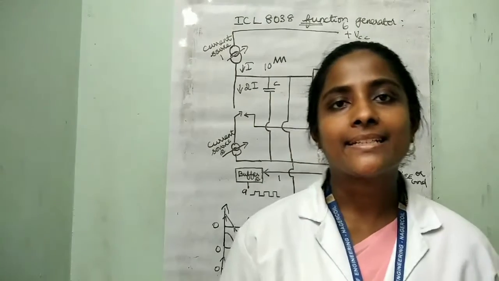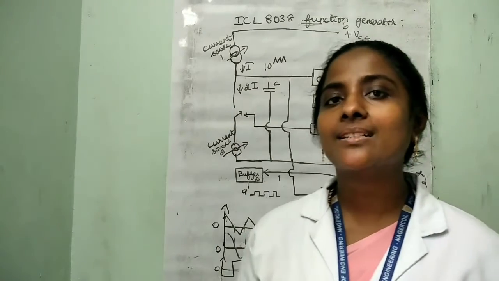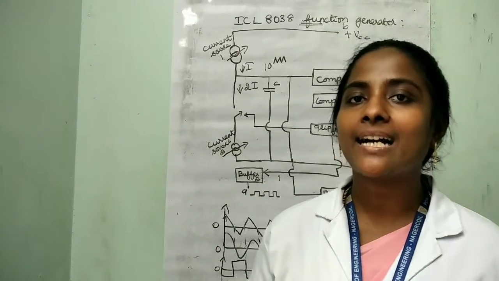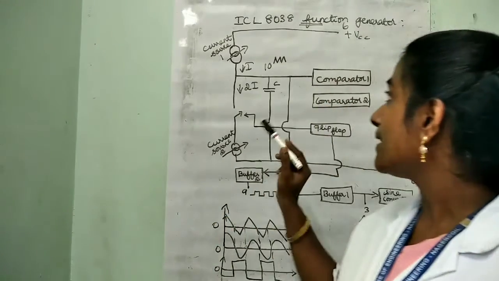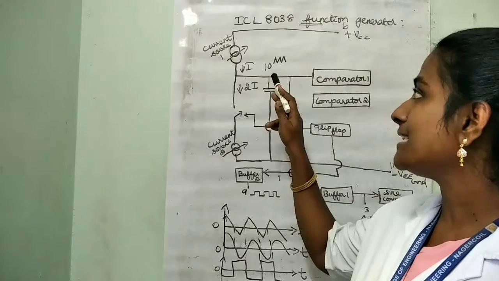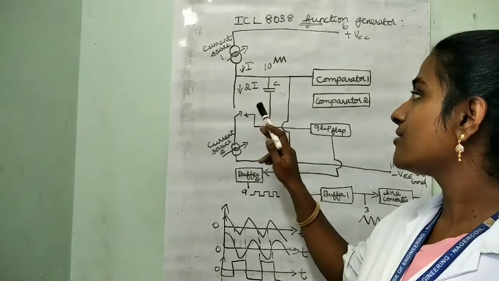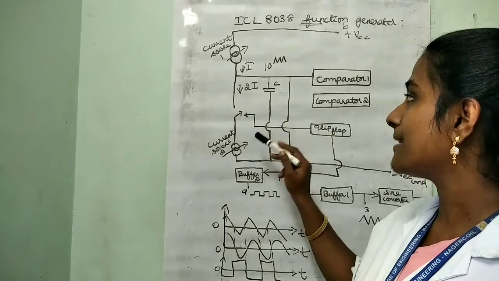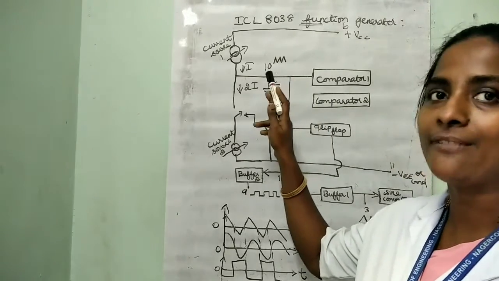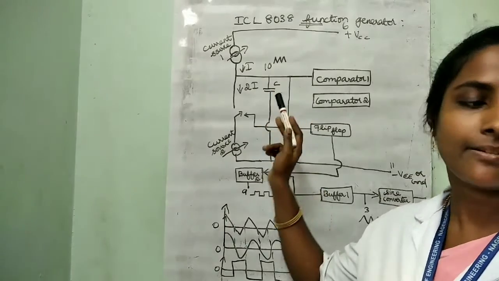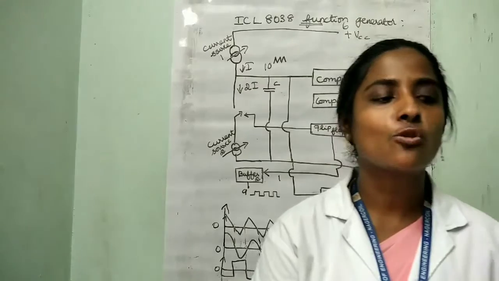The externally connected capacitor charges and discharges by the current source to produce a triangular wave at pin number 10. Due to the charging and discharging of the capacitor by the current source, it produces a triangular wave at pin number 10. This triangular wave is then connected to the two buffers.